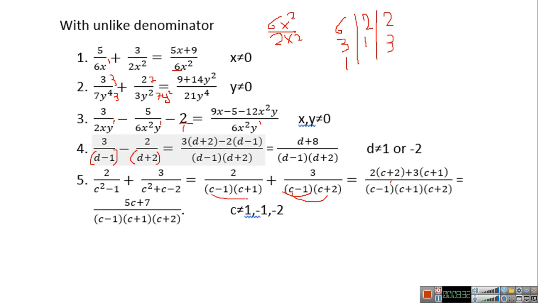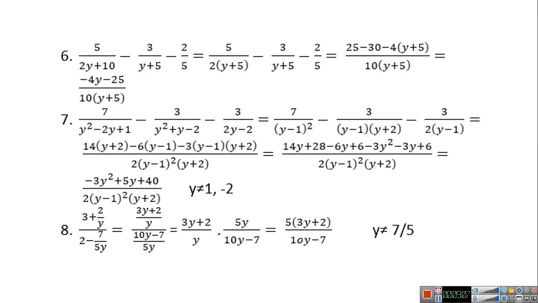Now I compare this one with that one. So c minus 1, c plus 1, I have it. Missing c plus 2, so I need to multiply here by c plus 2, not to change anything. I multiply up by c plus 2. If I compare these two, we have c minus 1 and c plus 2. Missing c plus 1, so I put c plus 1 here, not to change anything. I multiply up by c plus 1, as you can see. 2c plus 3c is 5c. 4 plus 3 is 7. c cannot be 1, nor minus 1, nor minus 2.